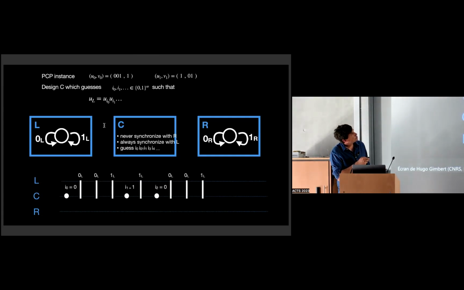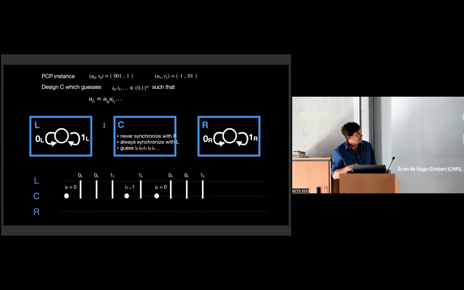And we want to match the output of L. Okay, so he wants UL to be equal to UI0, UI1, and so on. Again, this is an easy exercise. Basically, what the controller can do, it will never synchronize with R because the specification is not about R. It will always synchronize with L.